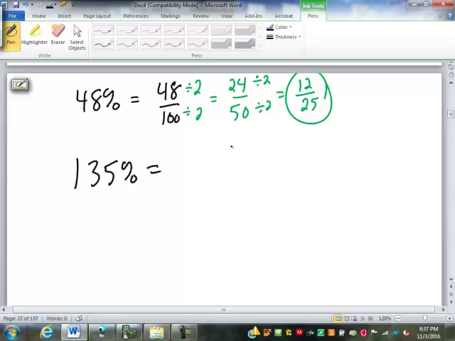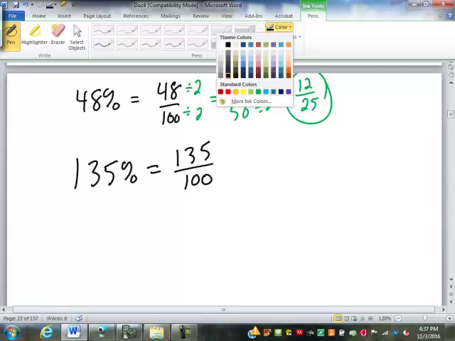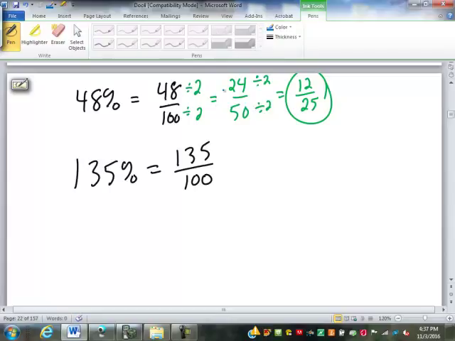How about something like 135%? That is still 135 over 100. A lot of people want to put an extra 0 in there and make it 135 over 1,000. Don't do that. It's always over 100. Percents always start out as over 100. Now we'll see that this is an improper fraction. And what I would do in this form, because it's really easy to take out 100s, is make this into a mixed number. I can take 100 out of there once with 35 hundredths left over.